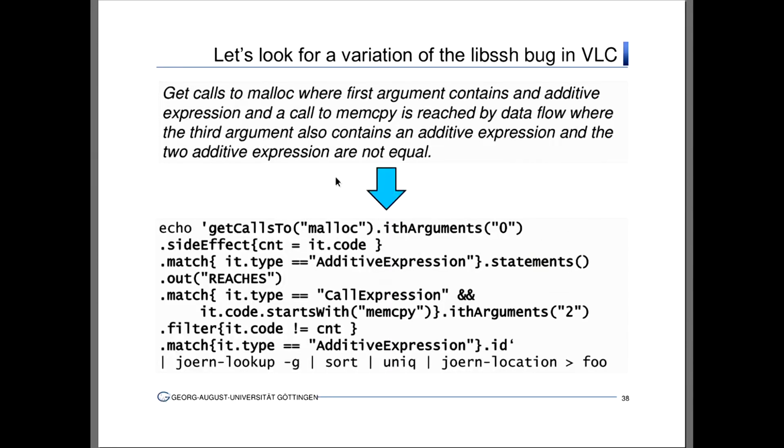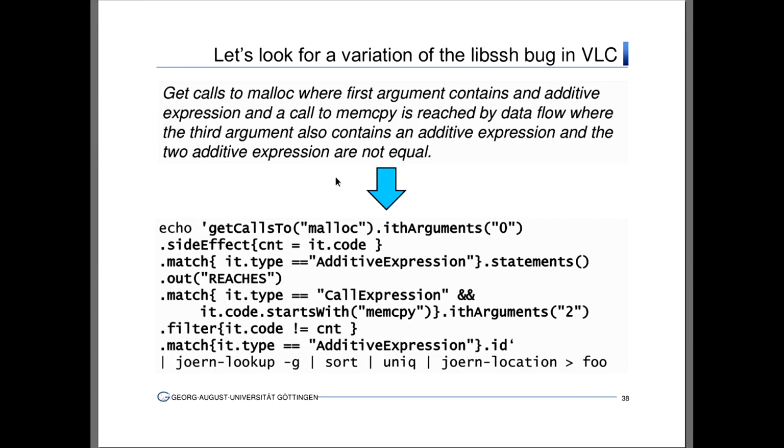Now, let's take a look at bugs, finally. I first wanted to look at things which are, in a way, similar to the libssh bug that Stefan disclosed. I usually begin by formulating in words what I'm looking for. In this case: get calls to malloc, where the first argument contains an additive expression, and a call to memcpy is reached by data flow, where the third argument, the amount to copy, also contains an additive expression, and the two additive expressions are not equal. These are the kinds of things that you can easily find with the tools that we wrote here.